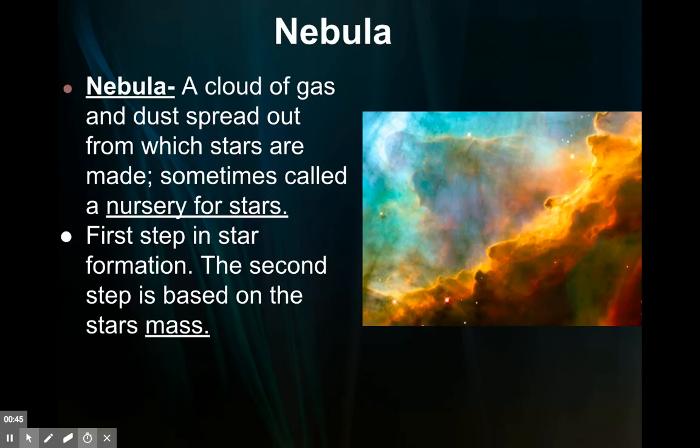So the first step for the life cycle of a star is called the nebula. The nebula is a cloud of gas and dust. Let me explain that a little bit further.